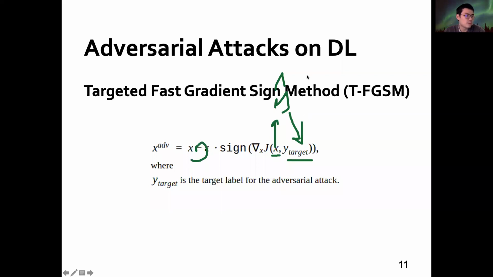We want to minimize the loss function, but we are not giving the ground truth target, not the y truth. I'm giving the target class output, and then you are moving towards the target class direction. The others are the same. Sign, so each step is just epsilon, not too much. Any questions so far? These are all white box attacks.